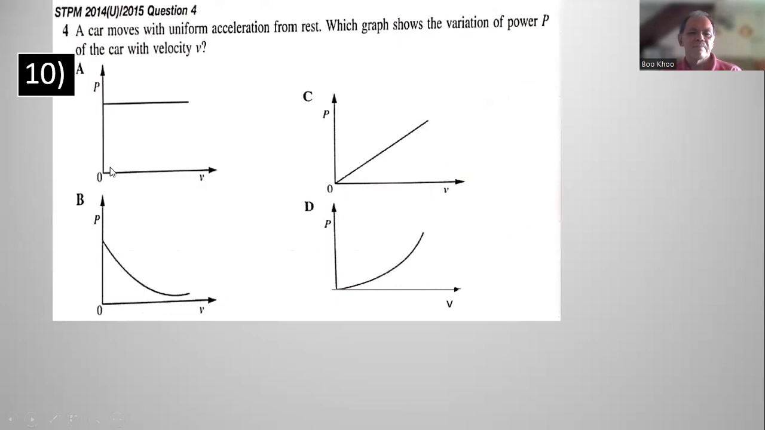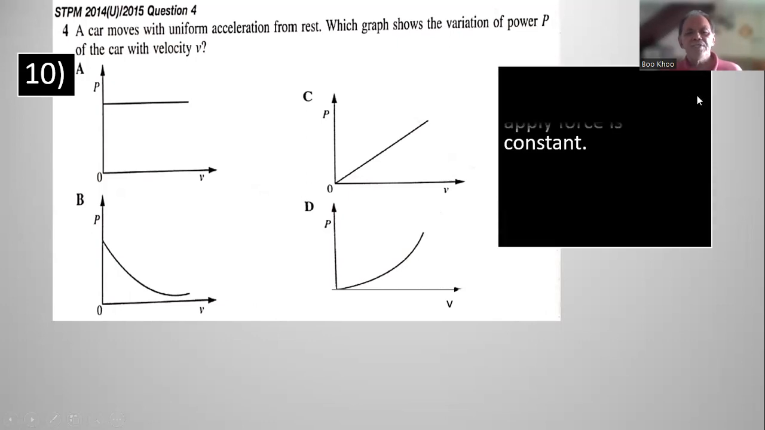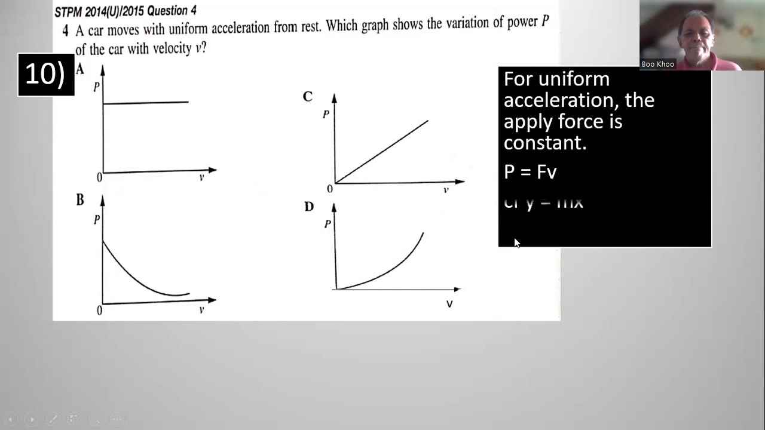Your partial question: a car moving with uniform acceleration from rest. The graph shows how the power of the car varies with velocity. Write down the equation. Uniform acceleration, so the applied force is constant. Compare with the equation of a straight line. Answer is C. Power equals force times velocity, which is the equation of a straight line passing through the origin.